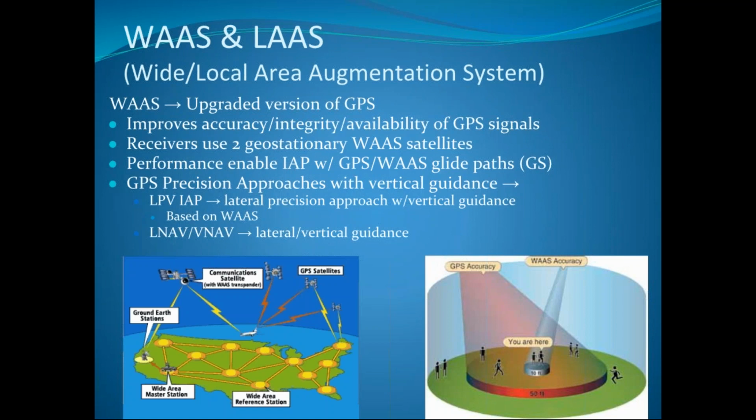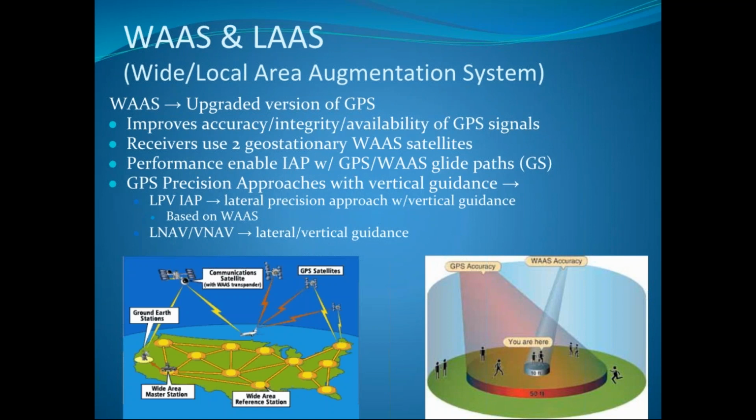So the other type of satellite navigation that we're going to talk about is WAAS and LAAS. So wide area and local area augmentation system. So WAAS and LAAS is basically just an upgraded version of GPS. It's more accurate. So it uses a combination of both ground-based and GPS signals, which improves its accuracy, integrity, and availability of GPS signals. Receivers use 2 geostationary WAAS satellites.